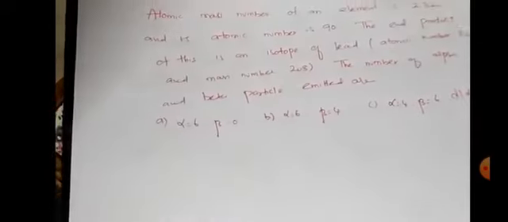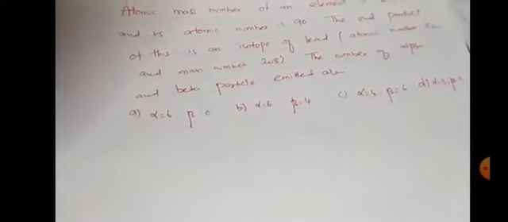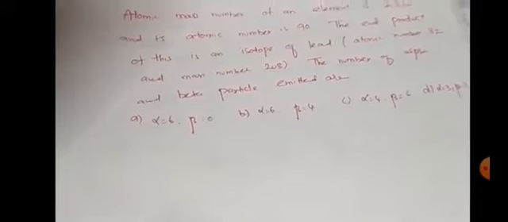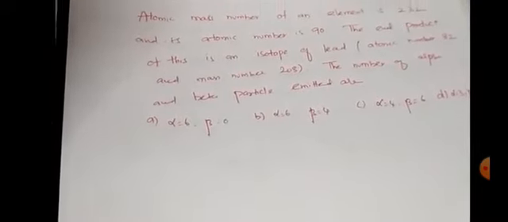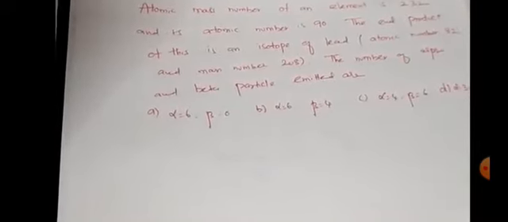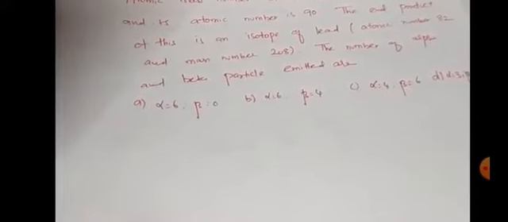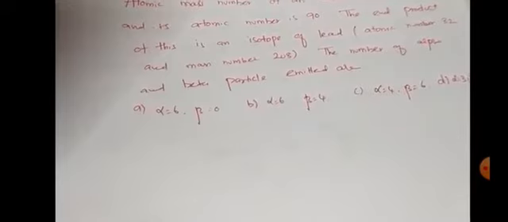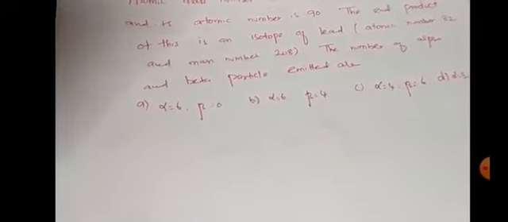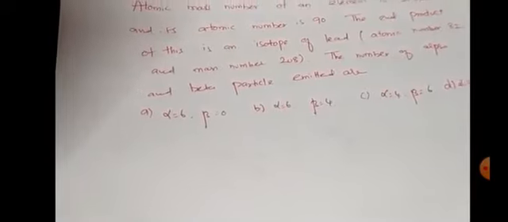Okay, right now we are going to discuss another question: the atomic mass number of an element is 232 and its atomic number is 90. The end product of this is an isotope of lead which has an atomic number of 82 and mass number of 208. The number of alpha and beta particles emitted are?